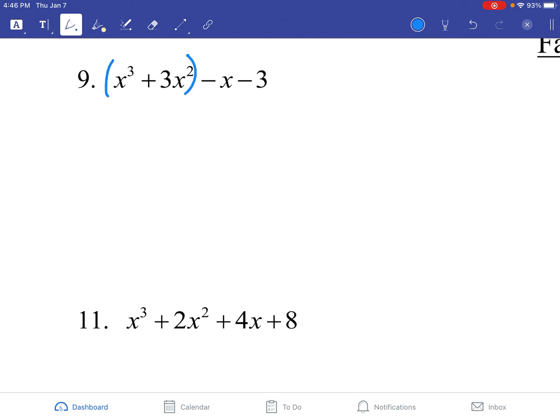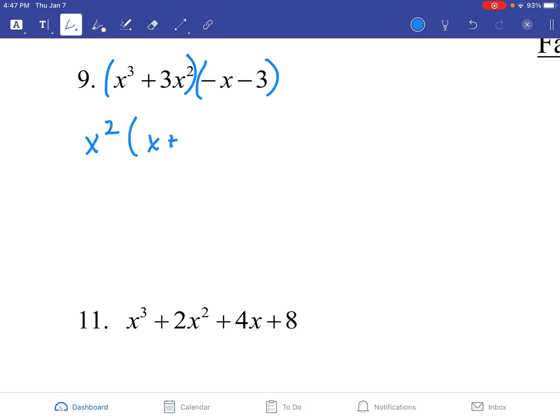So we group the first 2 terms and the last 2 terms. All right, then, just like factor by grouping with advanced factoring, we find the greatest common factor, which we've already done in questions 1 through 4. So we have x to the third and 3x squared. We can take an x squared out of both those terms.